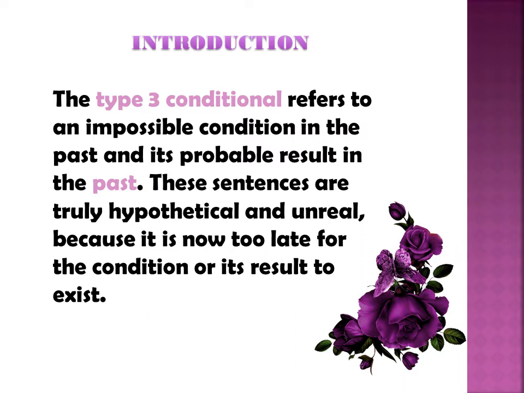The type 3 conditional refers to the impossible condition in the past and its probable result in the past. These sentences are truly hypothetical and unreal because it's now too late for the condition or its result to exist, which means that the conditional type 3 is an unreal condition. It cannot be realized in the present or future because it occurred in the past. That's why we call it unreal.